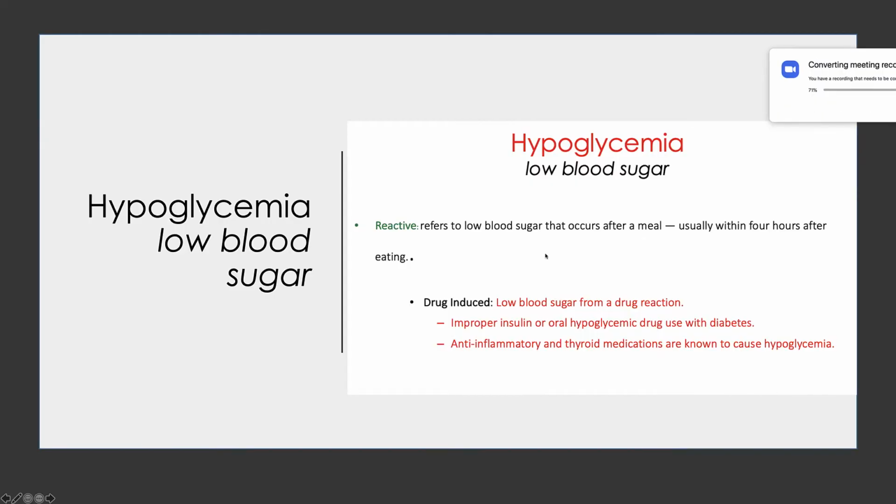Hypoglycemia is low blood sugars. You can have reactive hypoglycemia, which refers to the low blood sugars that occur after eating a meal, usually within about 4 hours, or drug-induced hypoglycemia, which can occur from a drug reaction. For example, you take insulin injections or hypoglycemic medications and you don't eat. You take your medication and suddenly you run out the door because something happened and you don't eat, so you don't cover the medication and your blood sugars continue to drop.